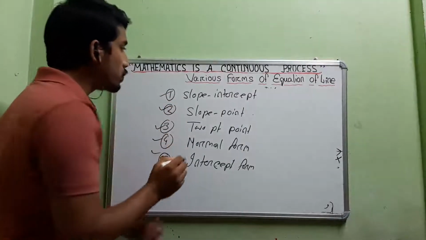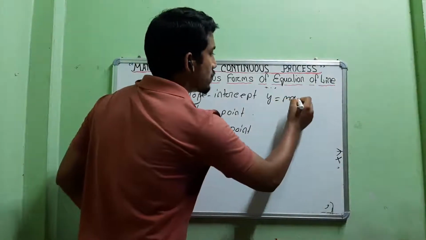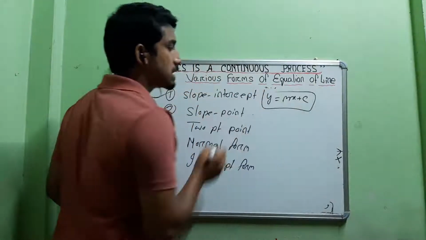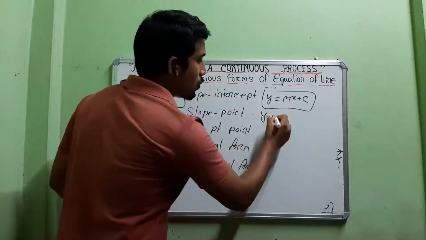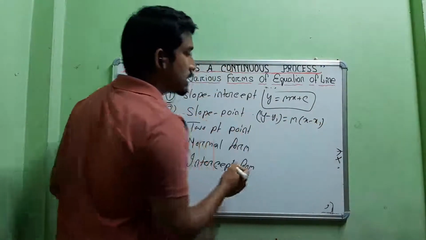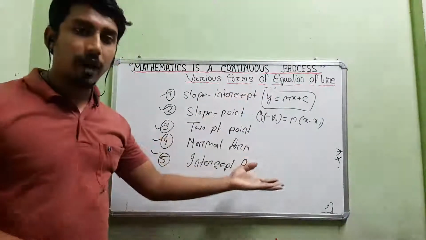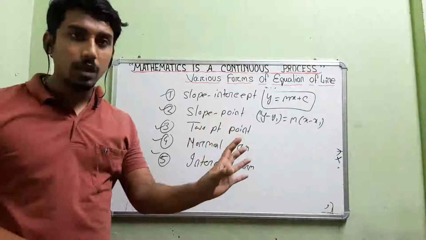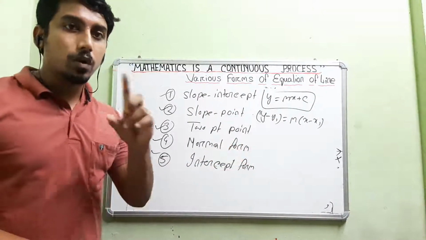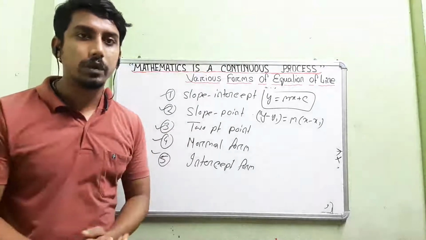So before that we need to memorize all the formats, like y equal to mx plus c. This one you need to remember. What is the slope intercept form? What is the slope point form? y minus y1 is equal to m into x minus x1. You should remember all the 5 formats. If you know all the 5 formats, then depending upon the information or the situation, you will be able to understand which form you are supposed to use to get the equation of the straight line.